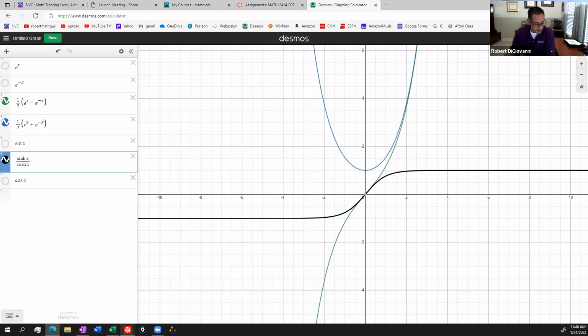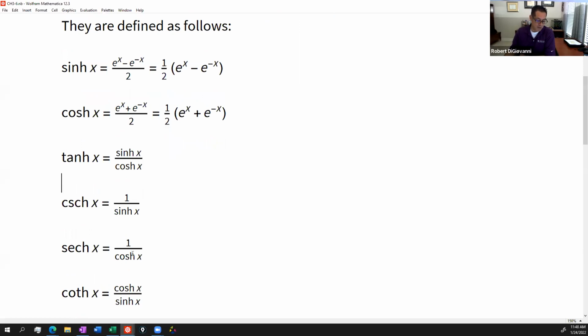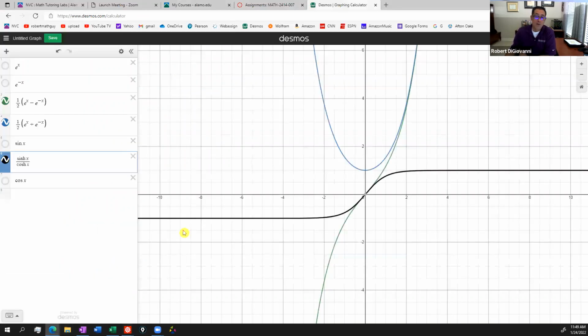And then the others are just all the other ratios, right? Cosecant hyperbolic is 1 over sine hyperbolic, secant hyperbolic is 1 over cosine hyperbolic, and cotangent hyperbolic is 1 over tangent, or just the reciprocal, so cosine over sine, hyperbolic. So everything is kind of the way you think. The main idea here is that these functions don't look anything like the normal trig functions, right? They're all very different.